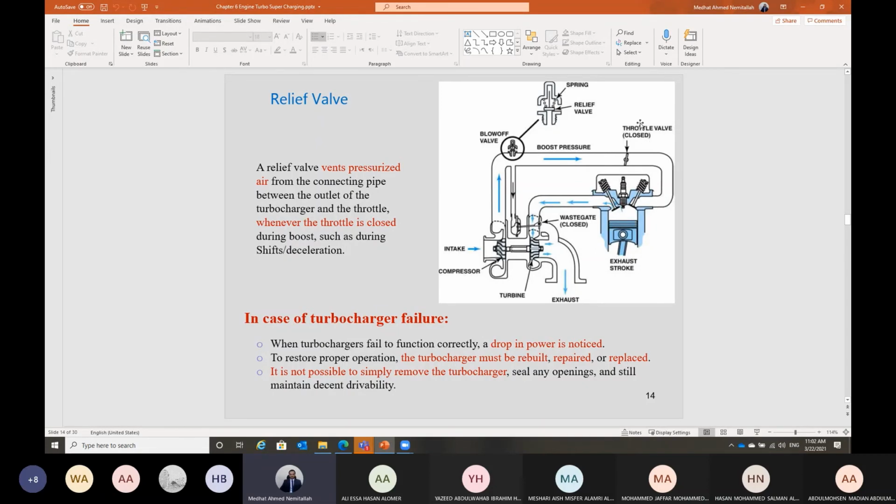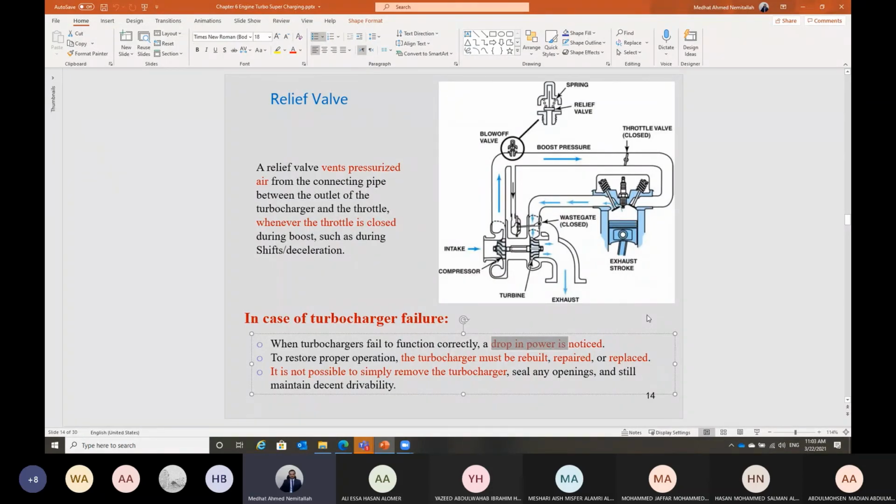During the part load condition, the throttle valve is almost closed. So in this case, we use a relief valve in order to allow air to escape to the atmosphere. In case of supercharger or turbocharger failure, as I told you, there will be a big drop in the engine power, and it will be noticed. In this case, we have either to rebuild or repair, and in some severe cases, we have to replace the turbocharger. We cannot just take the turbocharger out and expect the engine to keep running. No, the engine will not be running, because there will be a big drop in the engine power, and we have to replace this turbocharger.